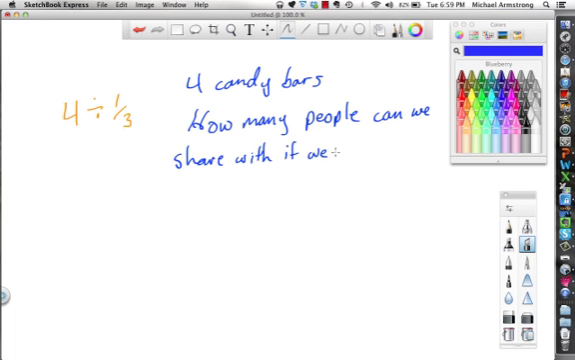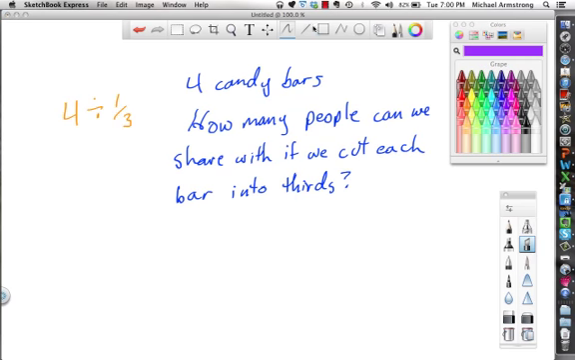If we cut each bar into thirds? Question mark. Okay, so that will work as a story problem. I'm sure there are better ones out there, but that's just the first one that hit me.